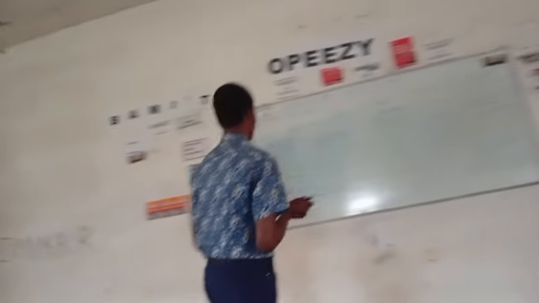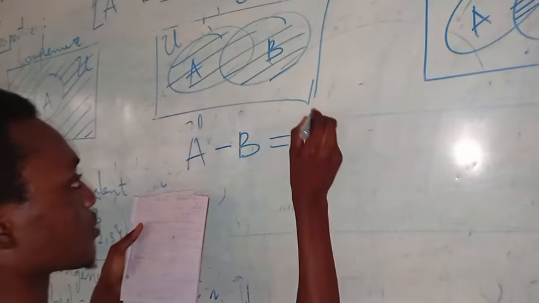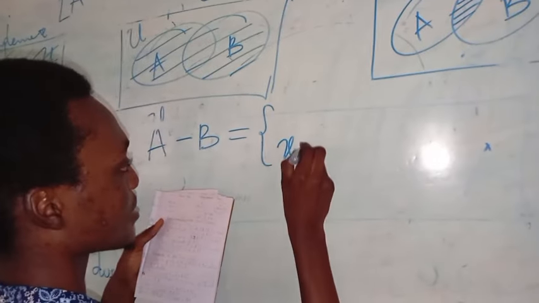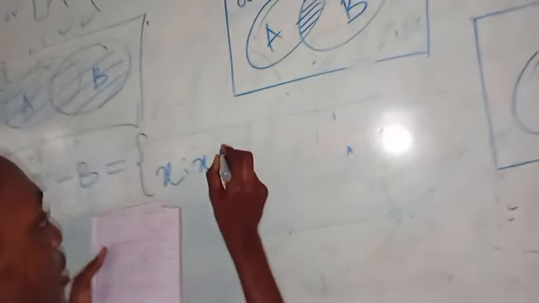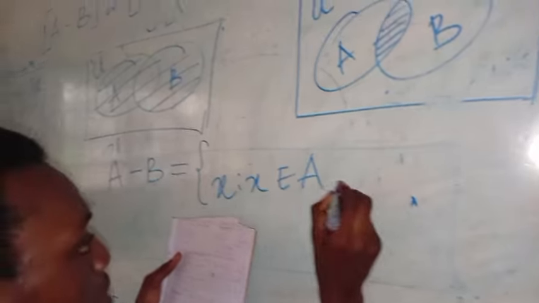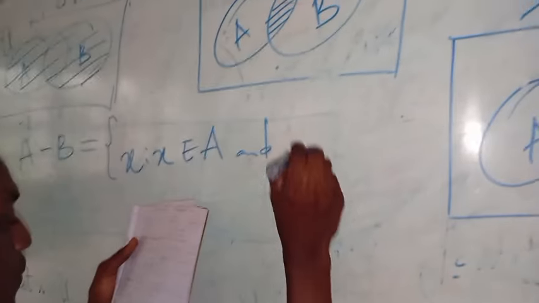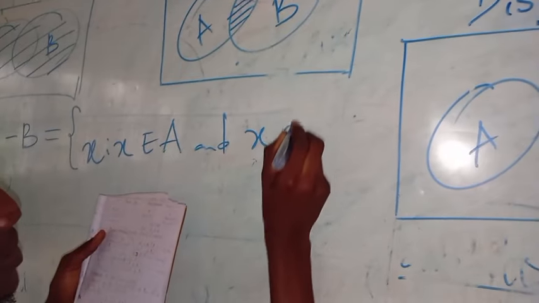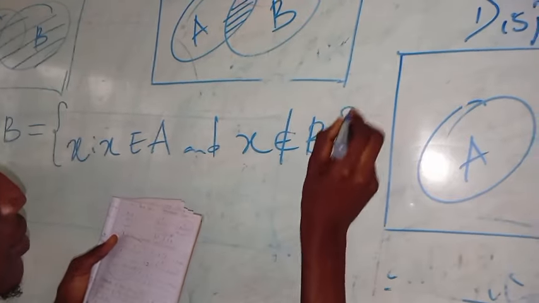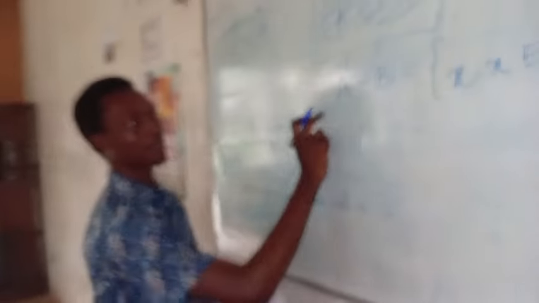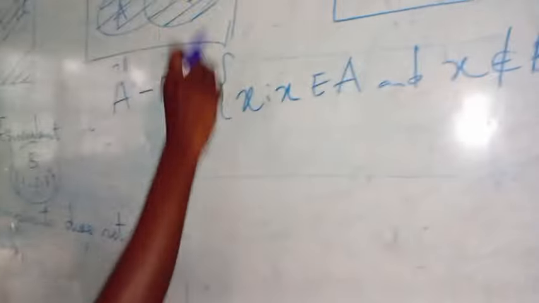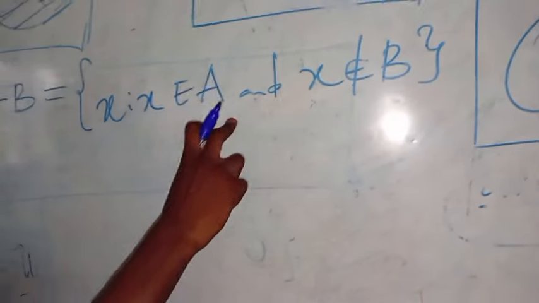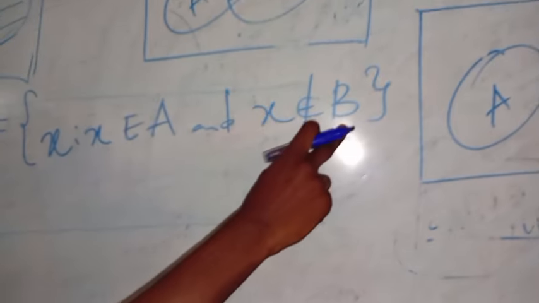How do you express this mathematically? You write it like this: A minus B equals curly brackets X, such that X is an element of A and X is not an element of B. So this way you express it mathematically: A minus B equals curly brackets open X such that X is in A and not in B.